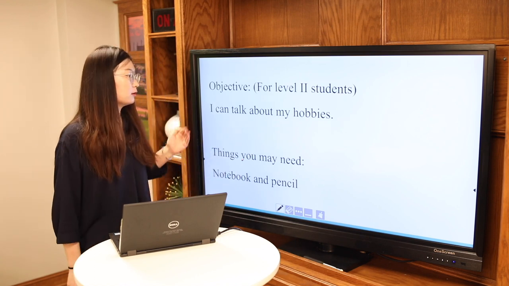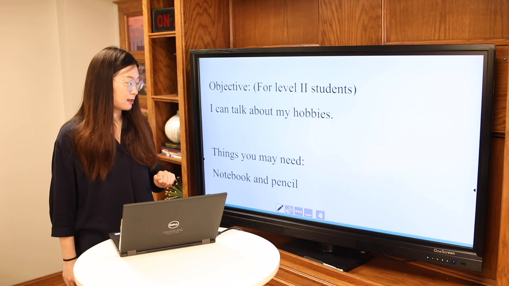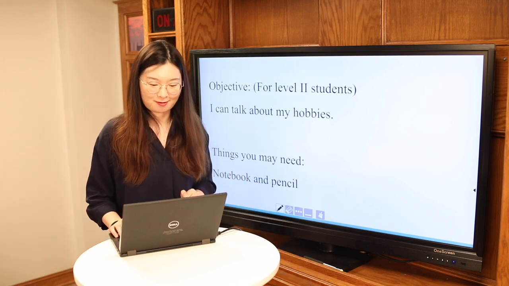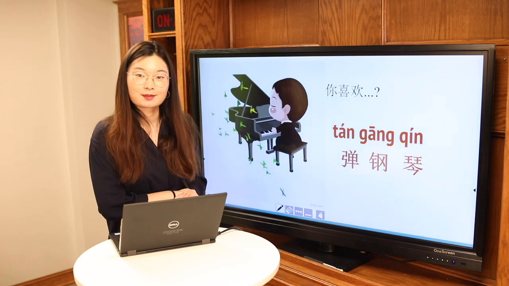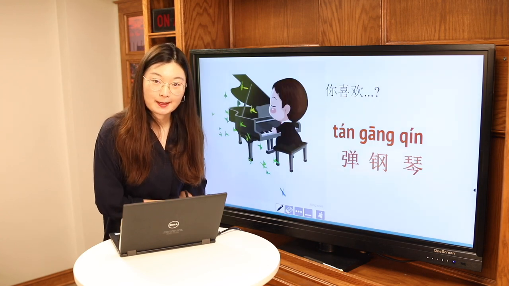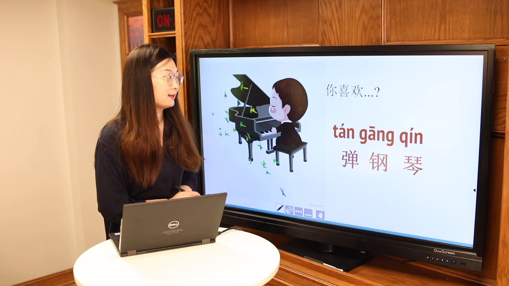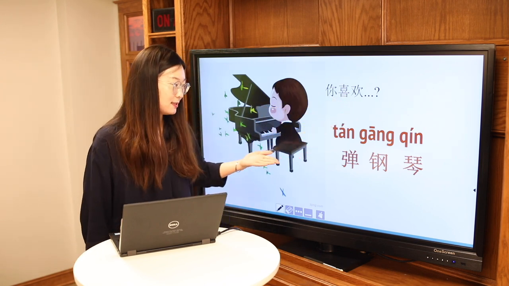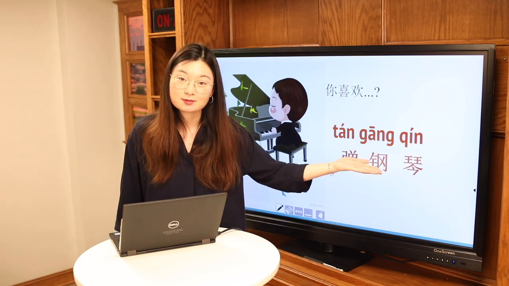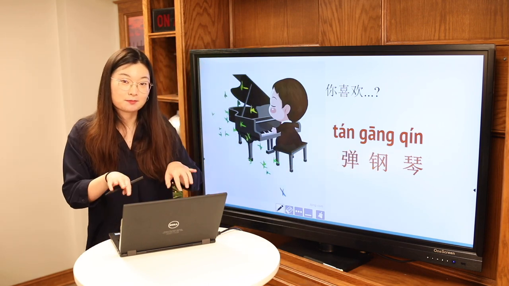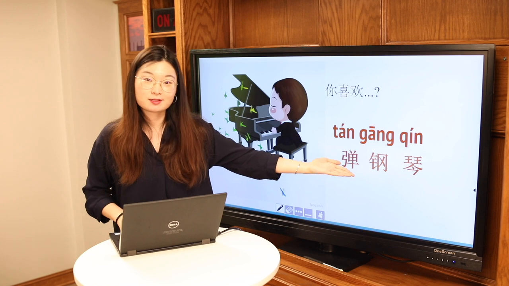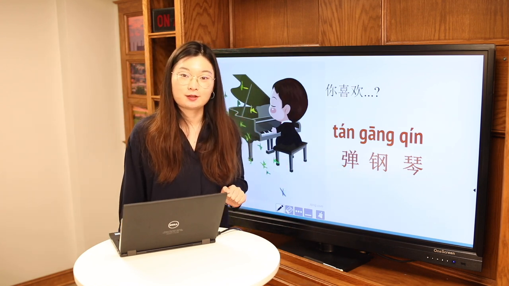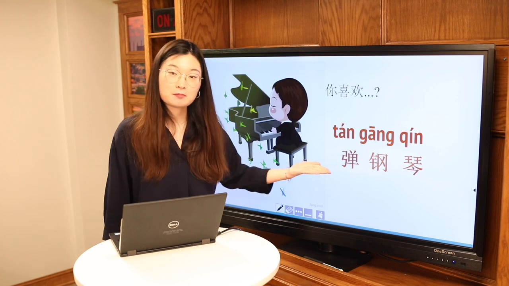So our goal, I can talk about my hobbies. So things you will need, a notebook and a pencil to take notes. Get ready. To begin with, the vocabulary for today. 你喜欢, do you like 你喜欢弹钢琴吗? 弹钢琴. Like usual, you're going to pronounce with me together.